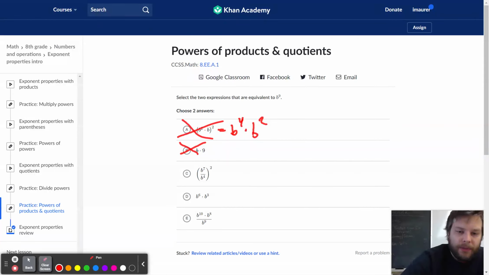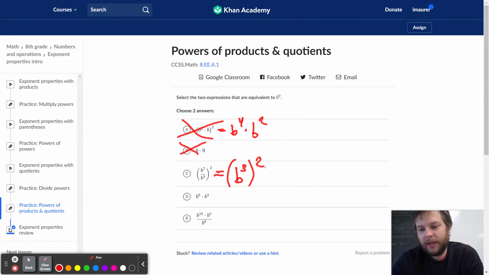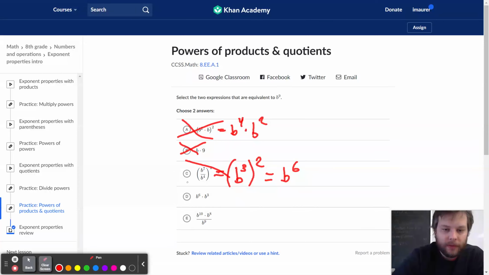The next one, b to the 7th over b to the 4th, you can subtract 7 minus 4 to get 3. So I worked from the inside because parentheses are usually what you do first. And then b to the 3rd squared becomes b to the 6th, also not equal to b to the 9th. I should mention also on part A, I could have done the inside of the parentheses first, to get b cubed and then multiply that by 2 and get b to the sixth.